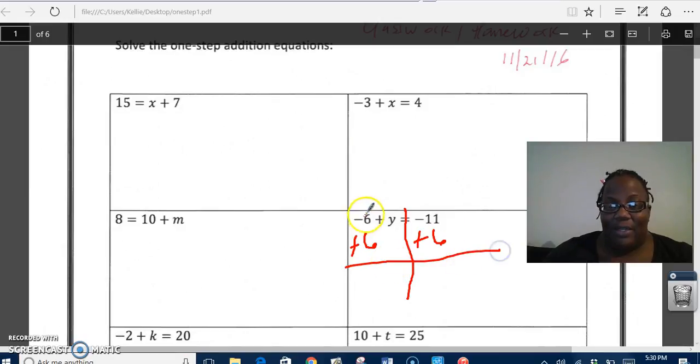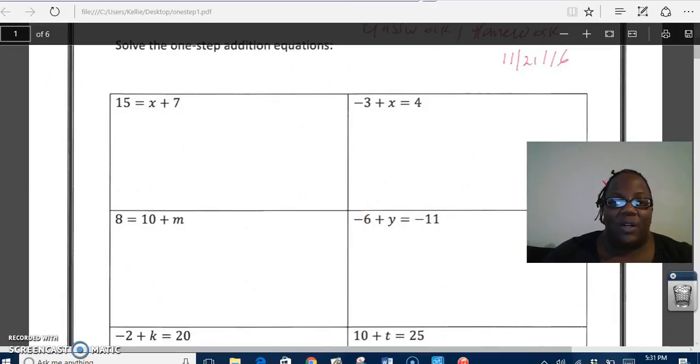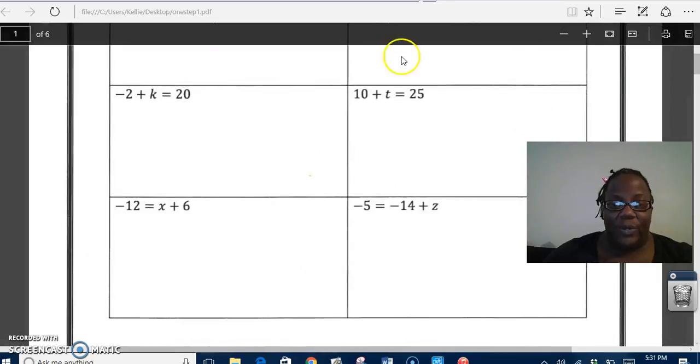Voila! That cancels out. Negative plus a positive 6, 0, cancel that out, leaving just y on this side, equals, now, -11 plus 6. Put that in your calculator, or remember your integer rules: negative plus a positive, subtract, keep the sign of the larger digit. My answer here is -5. Y is going to be -5. Okay? Now, the rest of this page gives you 4 problems left, right here.